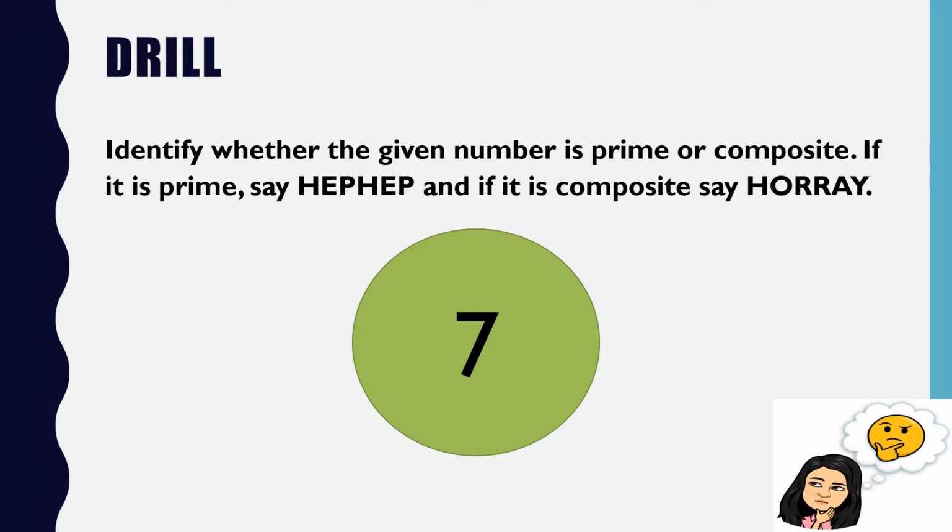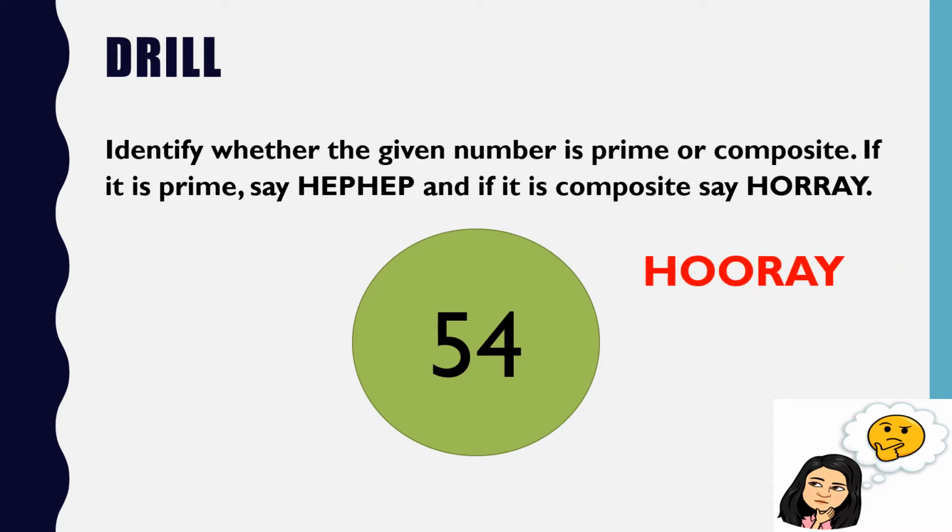How about 7? This is hep hep. How about 19? Yes, it is hep hep. How about 46? This is a hooray. Hooray because it is a composite. How about this one? 79. 79 is hep hep. And we have the last one, 54. What is it? Yes, it is a hooray.